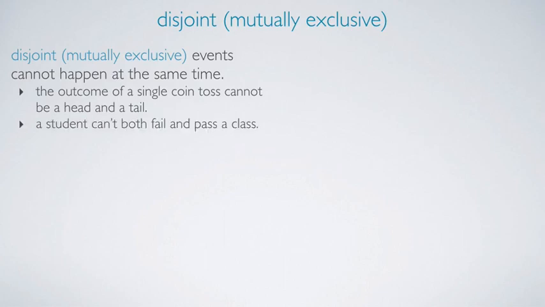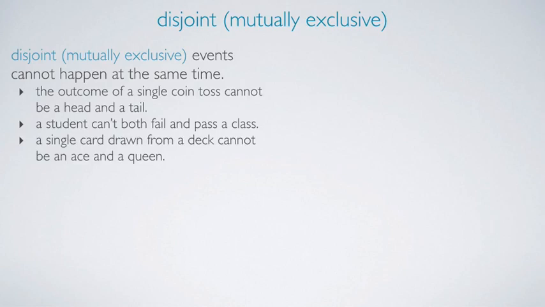Disjoint events, by definition, cannot happen at the same time. A synonym for this term is mutually exclusive. For example, the outcome of a single coin toss cannot be a head and a tail. A student cannot both fail and pass a class. A single card drawn from a deck cannot be an ace and a queen at the same time.